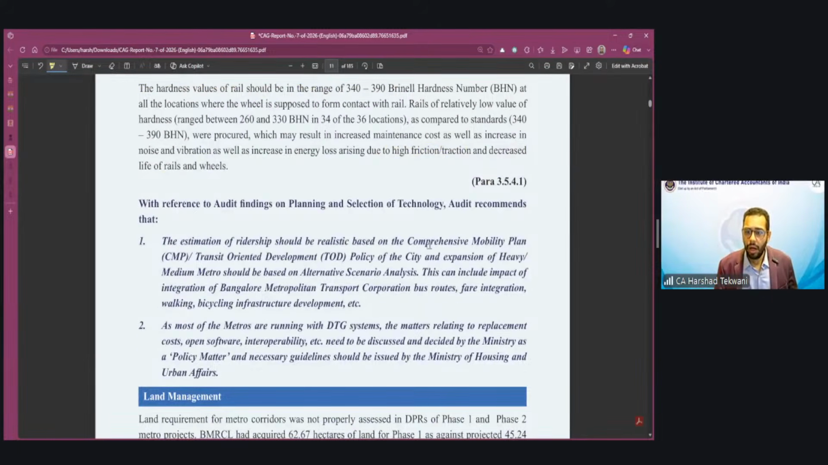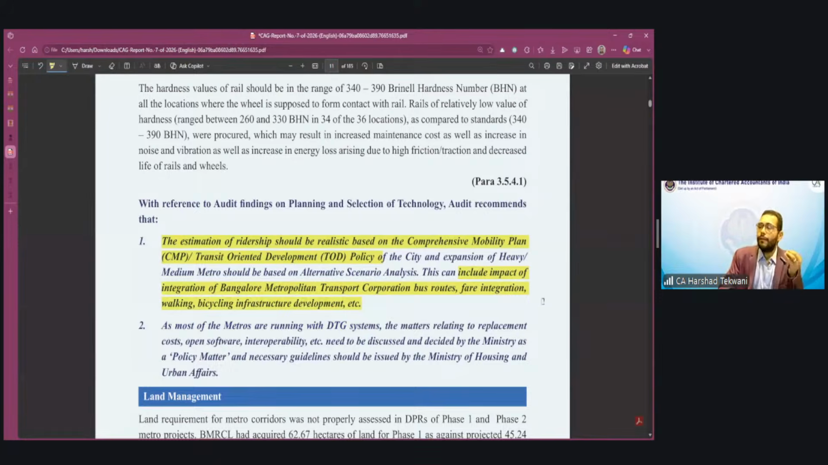Then if you see over here that estimation of the ridership should be realistic based on the comprehensive mobility plan, and this is all these things. So estimation of the ridership should be appropriate. Okay, this includes the impact of integration of the existing routes, fare integration, and all those things.